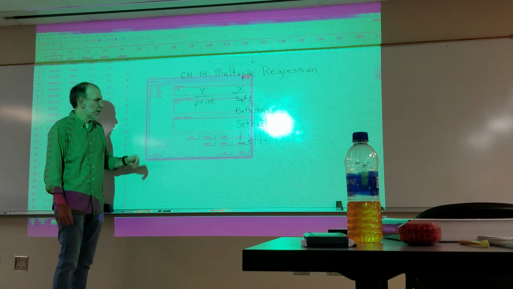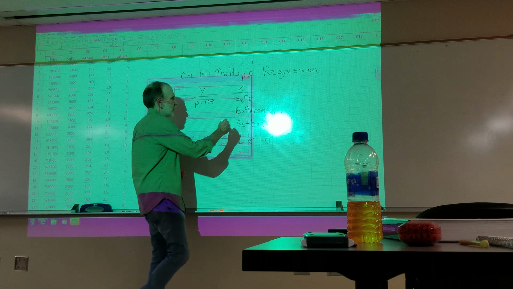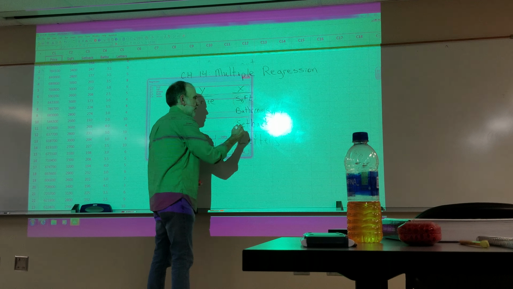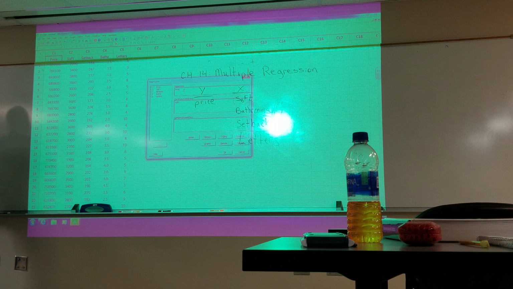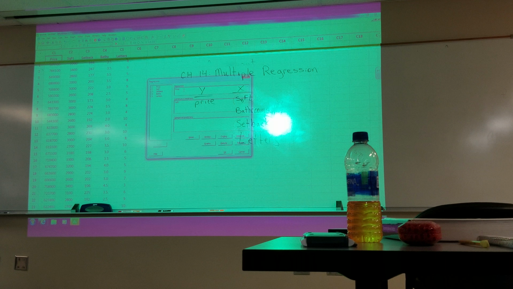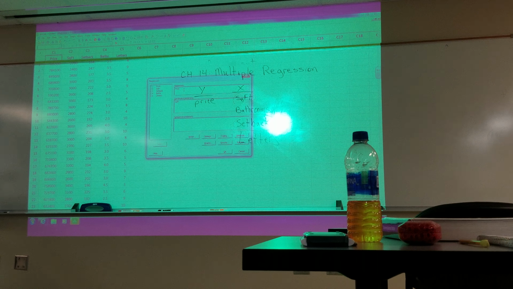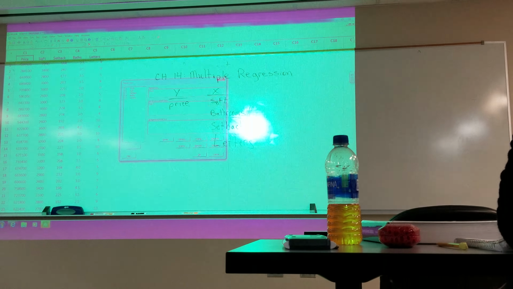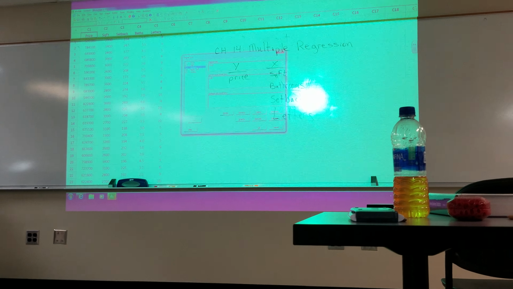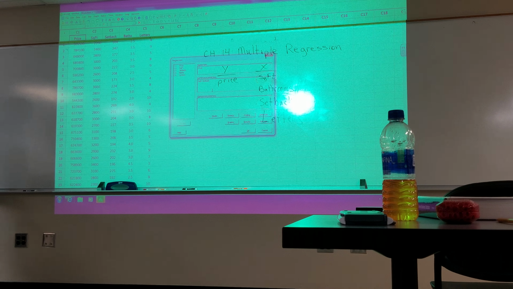So for our first model, let's look at just doing square footage and setback. Let's start with just those two, just to kind of ease us into multiple regression. So we're going to include square footage as a predictor, and we're also going to include the setback variable as a predictor.